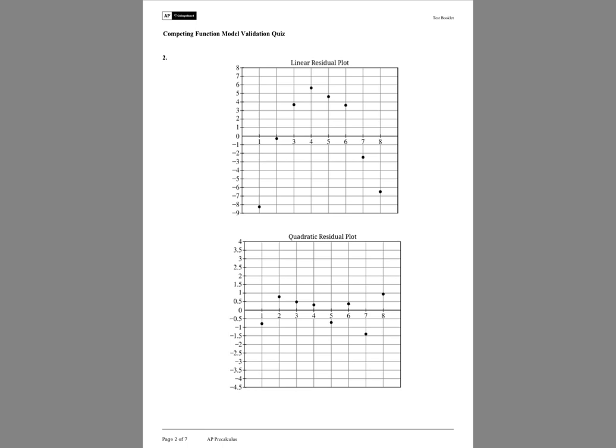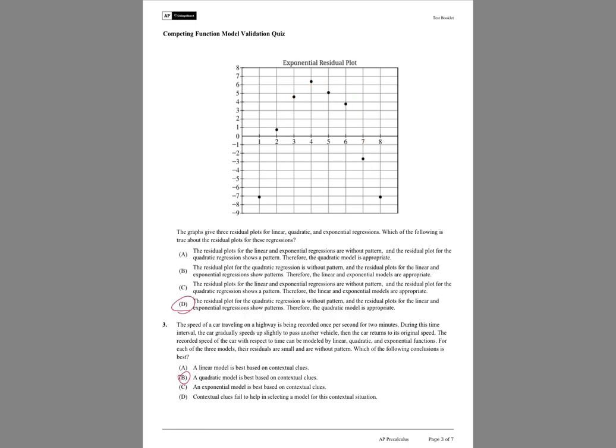Next, pattern. This one has a pattern. This is the one that didn't have a pattern. I had 2 slides. The only one without the quadratic did not have a pattern. This one obviously has a pattern. But it said that for 2, right? Here and here. The reason is, without the pattern, the residual plots for linear and exponential show patterns. Therefore, this said linear and exponential models are appropriate. It's the opposite. The quadratic is appropriate.